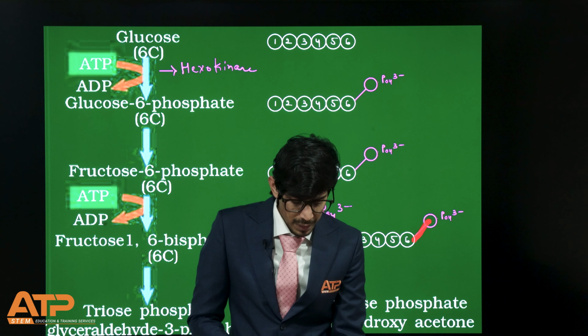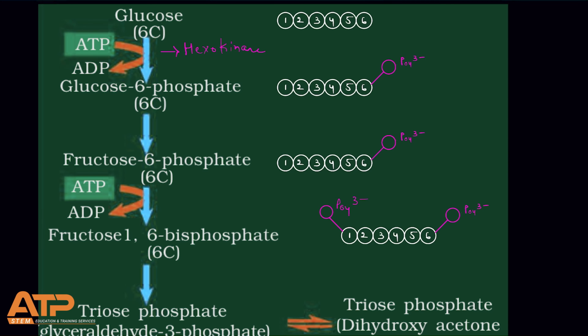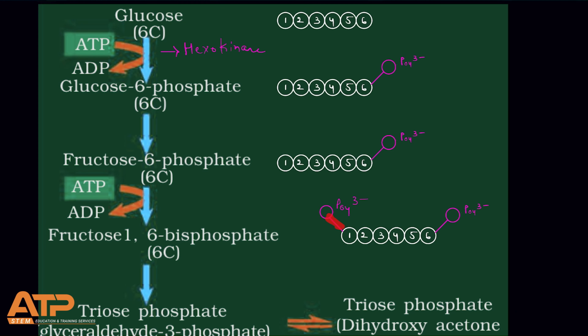But if the two phosphates are attached to the very next carbon, right next to each other, then it would be called a biphosphate. Here we call it a bisphosphate. Why? Because there are carbon atoms in between. Now see, fructose 1,6 bisphosphate means fructose has two phosphates on the first and the sixth carbon.